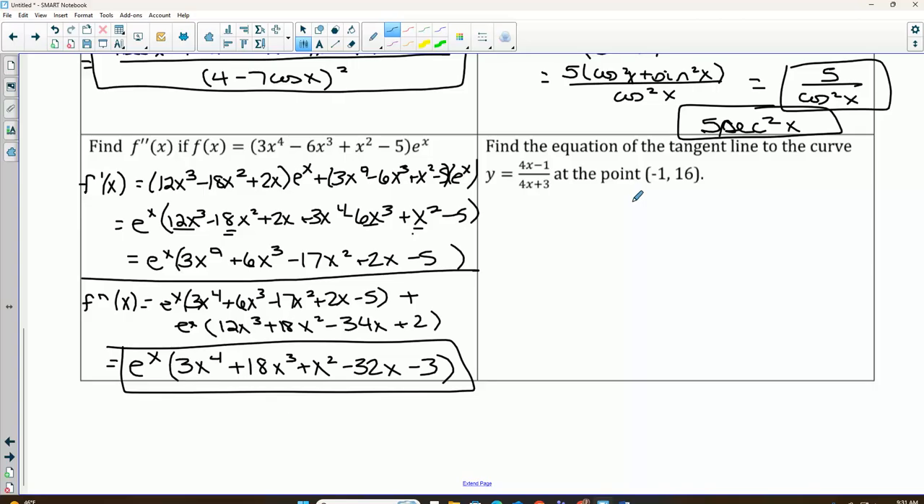How do I find the slope of my tangent line? Derivative. Okay, so I would have to do quotient rule. So low d high minus high d low, derivative of bottom is also 4, over low squared.